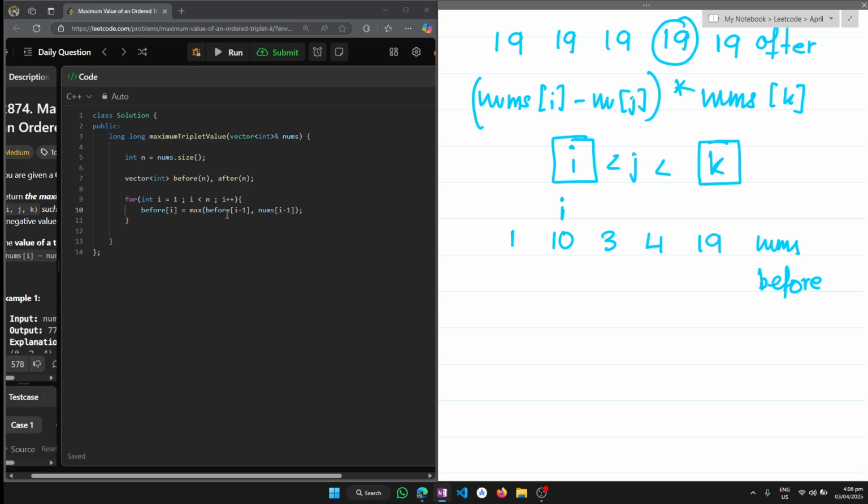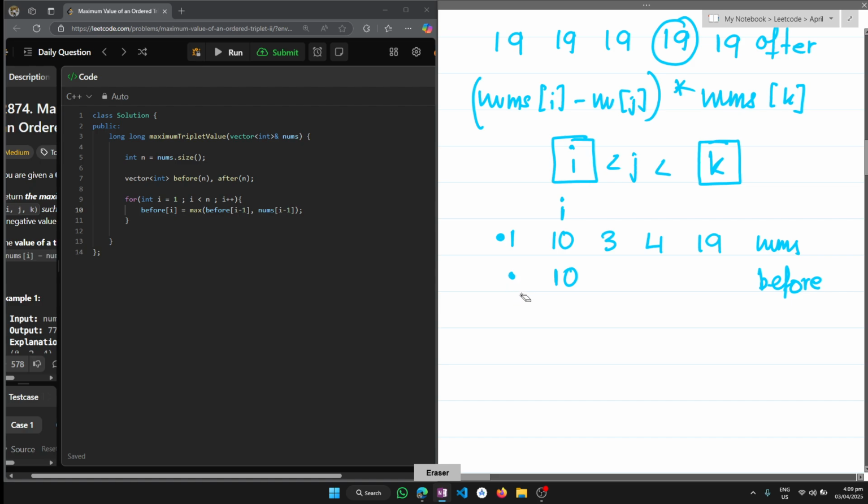What I'm doing is I'm comparing the max. In order to write something over here, I'm comparing before of I minus 1, whatever is over here, and nums of I minus 1, whatever is over here. So what is the maximum in both these scenarios? It's going to be 10, because I don't actually have anything over here, right?